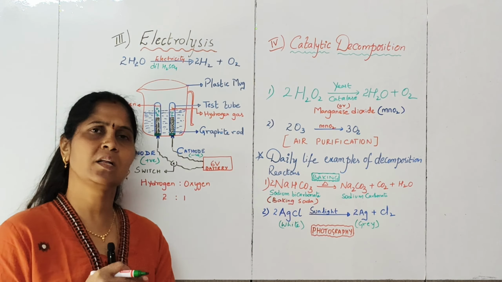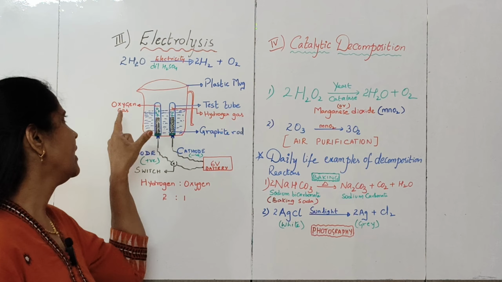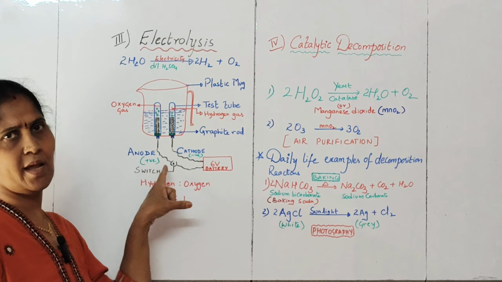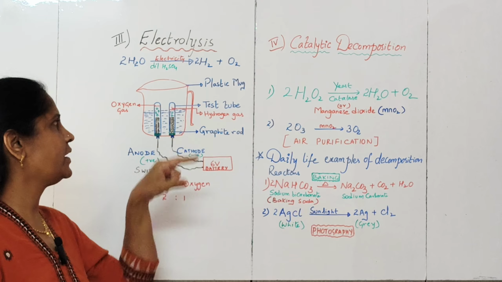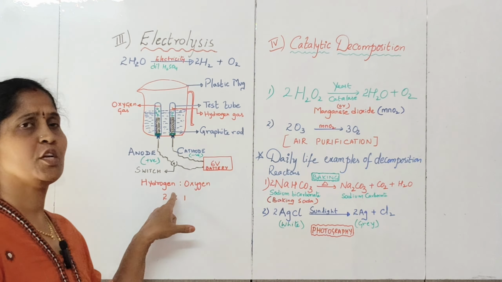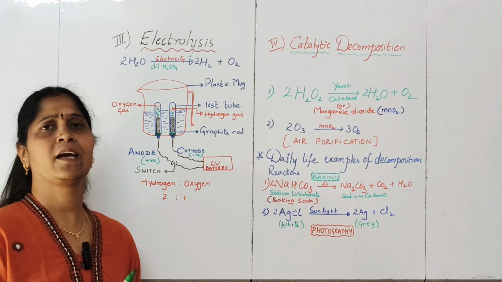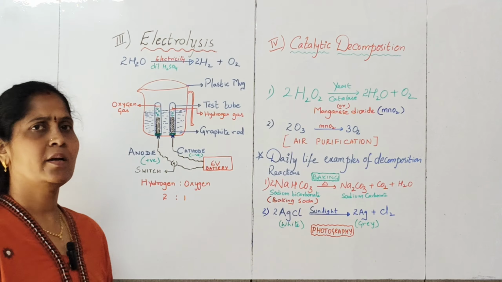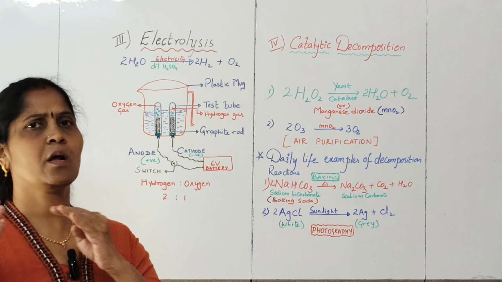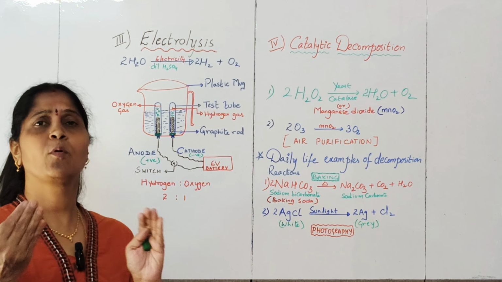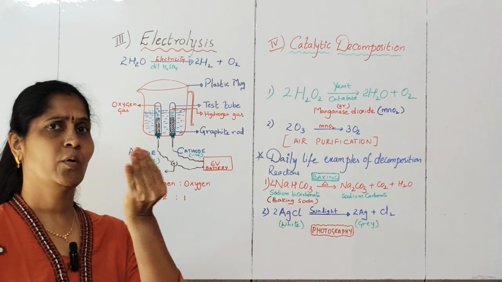That gas you can check as hydrogen gas. If you introduce a burning splinter, it will be put off with a pop sound, so that indicates that the gas is hydrogen. So oxygen gets deposited towards the anode, and on the cathode side you have the deposition of hydrogen gas. Actually, the ratio of hydrogen and oxygen gas getting deposited is 2:1. That is, hydrogen gas is more in proportion compared to oxygen, because water molecules contain two hydrogens.